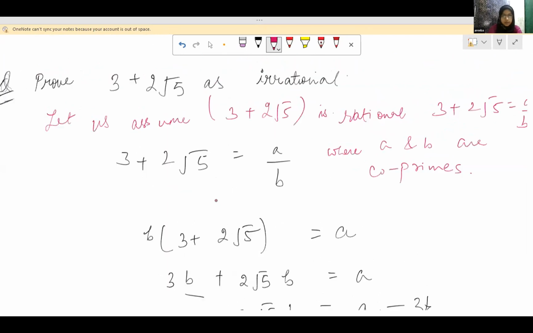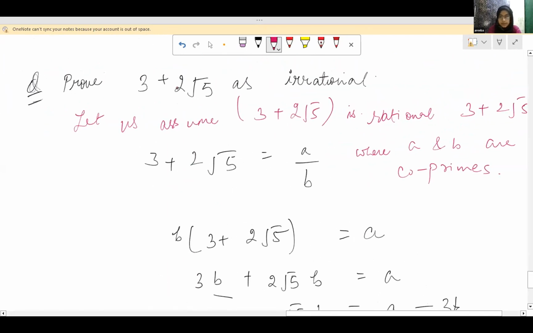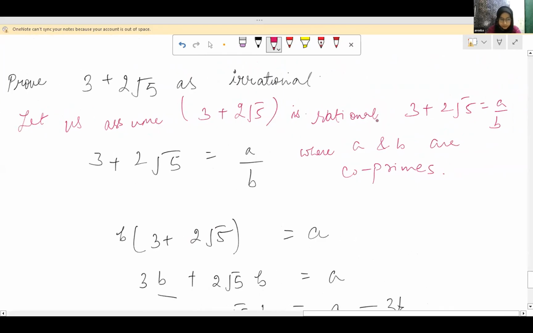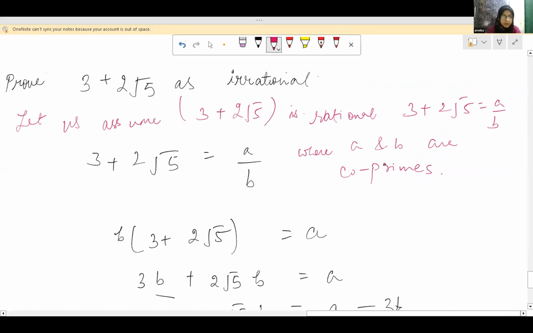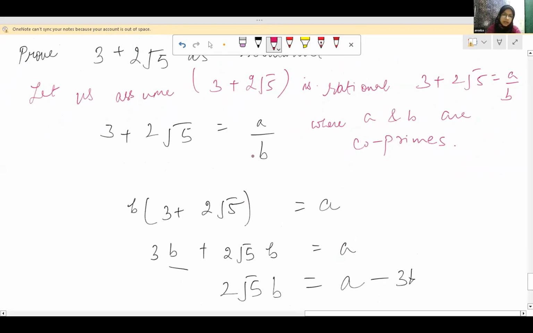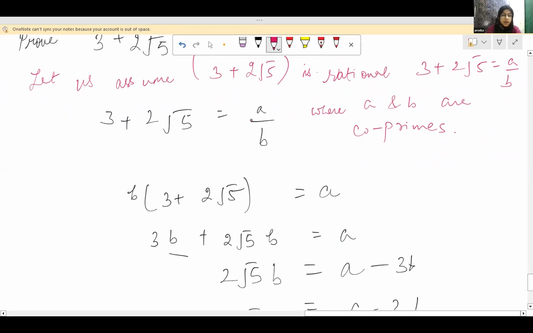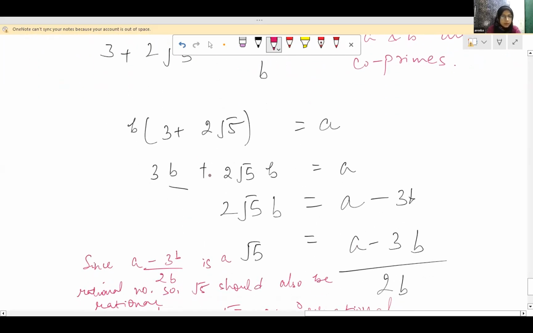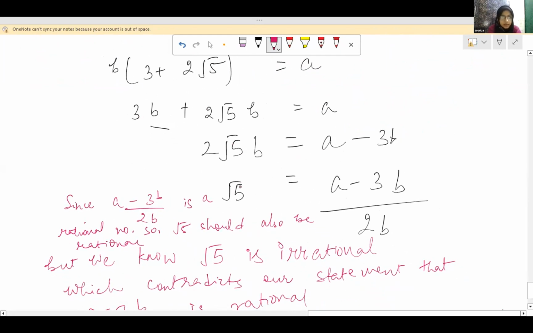Okay, so see what we did. We assumed this number is rational. Then we represented it as a by b, where a and b are co-primes, like in the previous questions. Now what I did, since b is getting divided here, look at it, Rumaisa, it will get multiplied. I put every other number on the other side and was left with just the root number on one side. So now root 5 is equal to a minus 3b upon 2b.